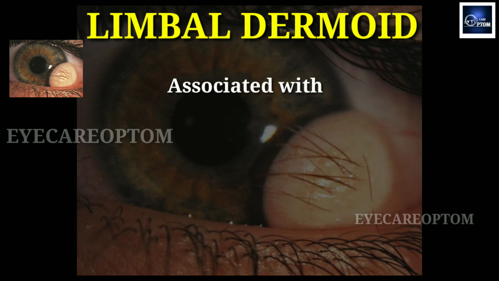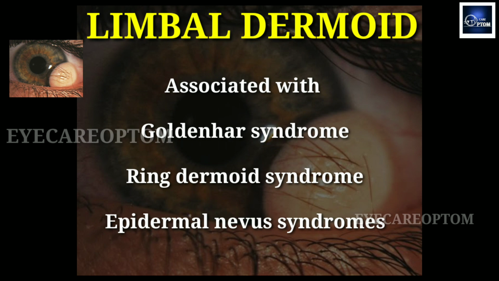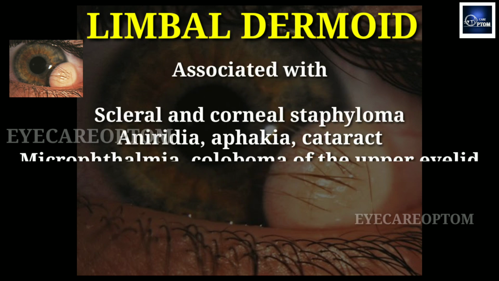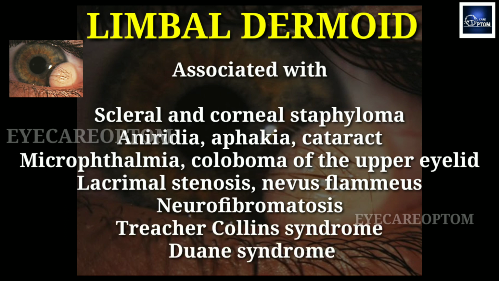This limbal dermoid is basically associated with some conditions like Goldenhar syndrome, ring dermoid syndrome, epidermal nevus syndrome, scleral or corneal staphyloma, aniridia, aphakia, cataract, microphthalmia, coloboma of upper eyelid, lacrimal stenosis, nevus flammeus, neurofibromatosis, Treacher Collins syndrome, and Duane syndrome.